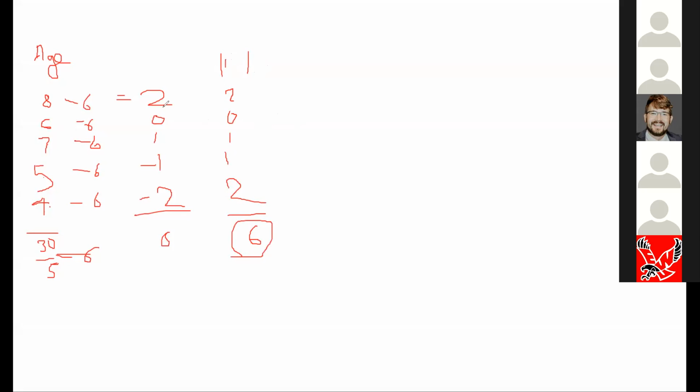I am going to take the square of this. So 2 squared is 4. 0 squared is 0. 1 squared is 1. Minus 1 into minus 1, which is plus 1. Minus 2 into minus 2, plus 4. And what value do we get? 10. 4 plus 4 plus 1 plus 1.